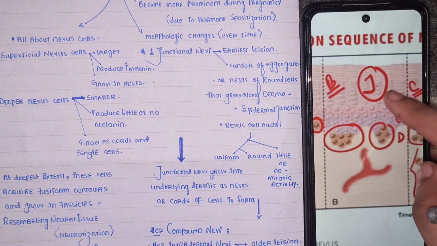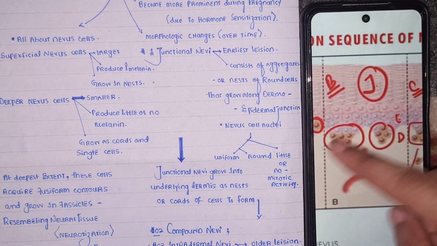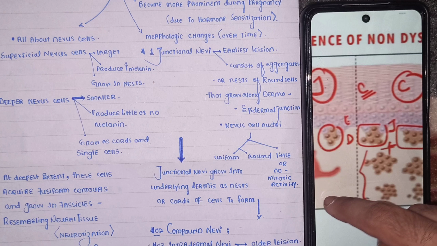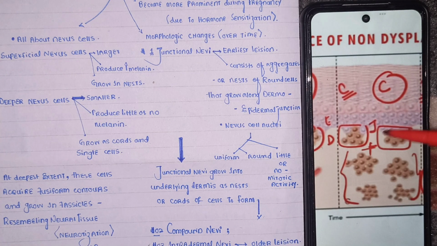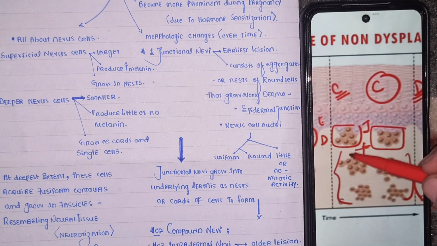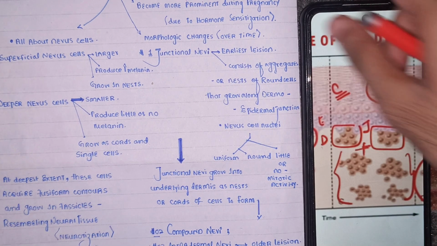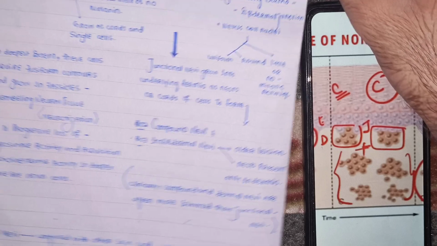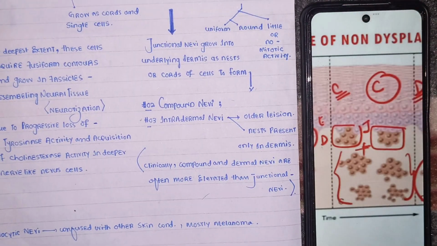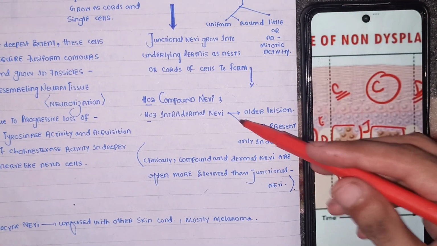This is the junctional nevus, and when these cells grow down further, you can see they are restricted to the dermoepidermal junction, and a few cells have gone into the dermis as well. When these cells proliferate and go further down into the deeper dermis, then this is not called junctional nevus anymore. This is now called compound nevus.